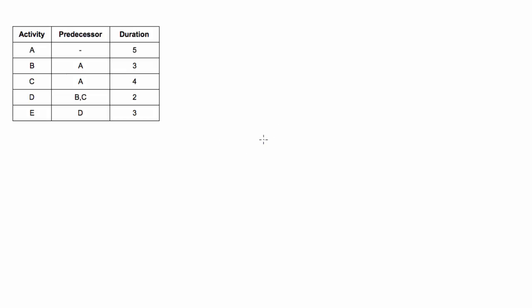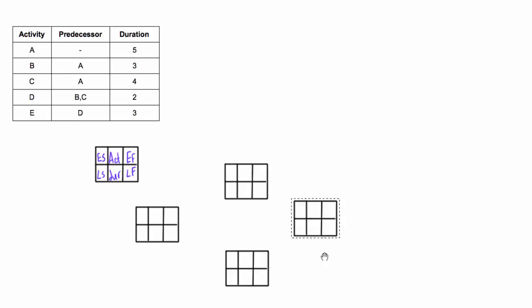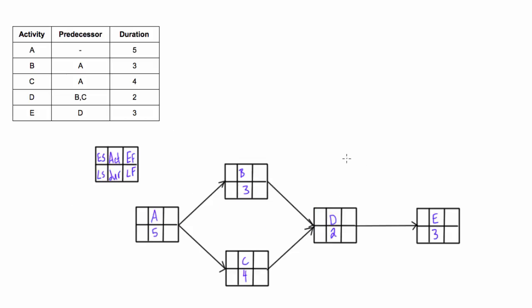So first of all, let's draw up the network diagram for this video. You already know how to do this. It looks like this, where right off the bat you can do the forward pass to calculate ES and EF, which is the early start and the early finish. And then you can do the backwards pass to calculate the late start and the late finish.